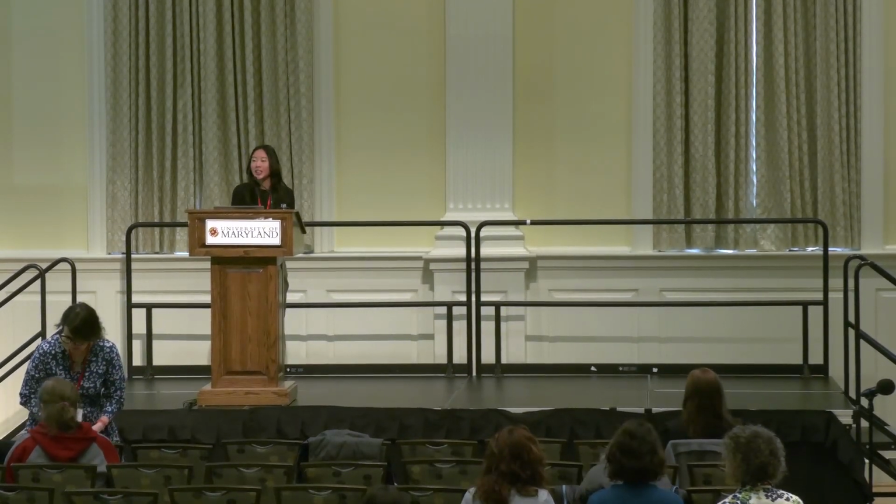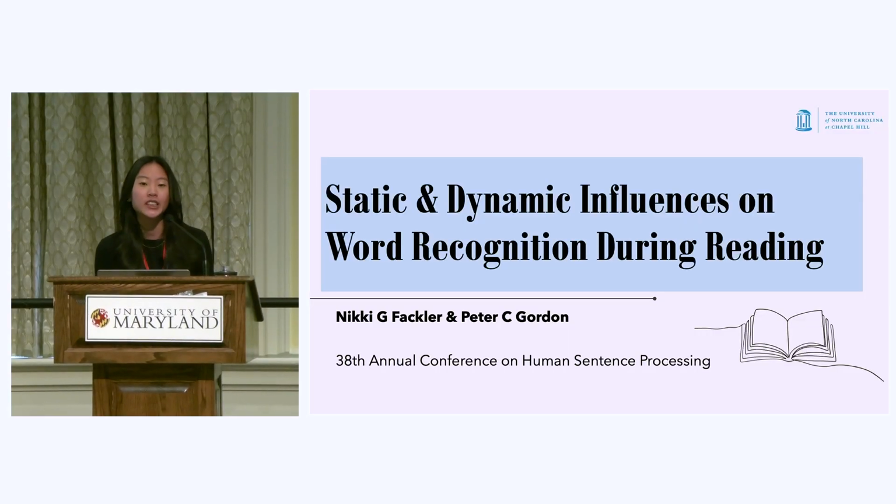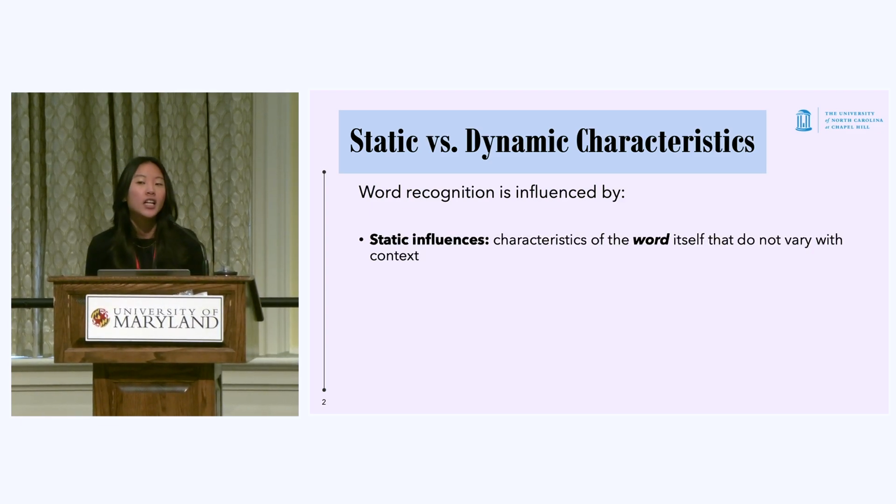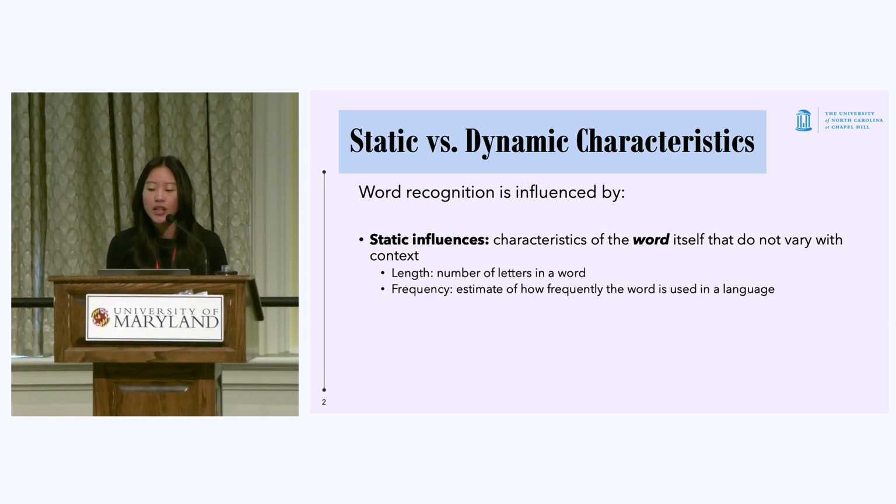So I'm going to be talking about static and dynamic influences on word recognition during reading. The overarching theme of my talk today is this idea that word recognition is influenced both by static influences, which are going to be characteristics of the word itself. These are going to be fixed characteristics that do not vary with the context in which the word occurs. So for example, word length, the number of letters in a word, and word frequency, an estimate of how frequently the word is used in a language.